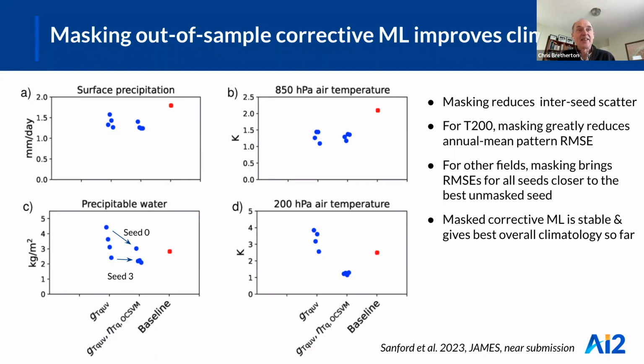So basically, the novelty detection is able to reduce the worst climates and make them look a lot more like the best climates, which is reassuring because it makes the machine learning more robust in a good way. So this masked approach gives the best overall climatology that we've got so far.